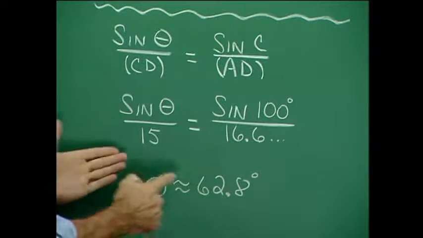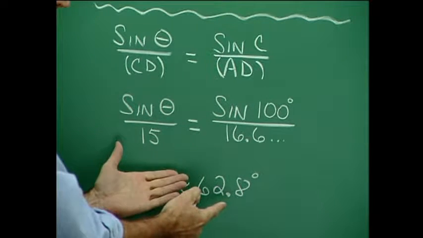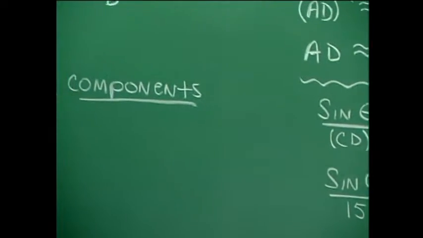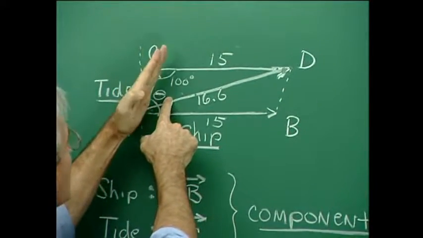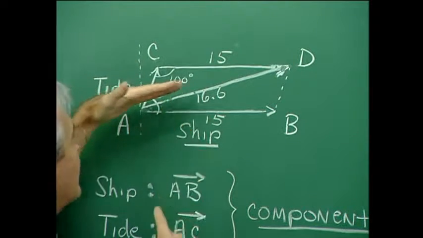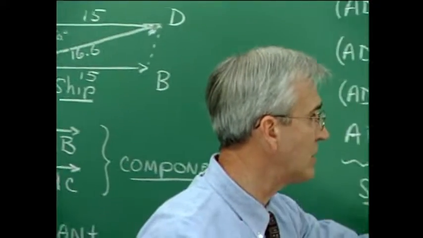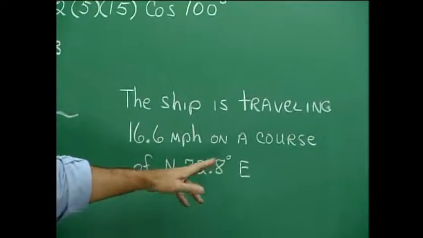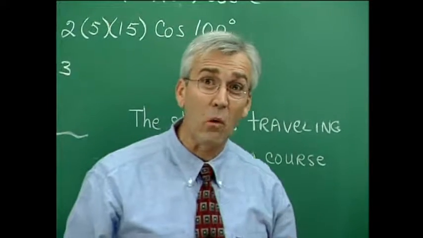But do we want theta? Is this the course of the ship? Is that how we describe the direction that the ship is traveling? Well, not exactly. Let's come back over here. You see, if this theta is 62.8 degrees, and we know that this was 10 degrees, then we add those together to give the actual direction that the ship is traveling. It turns out to be 72.8 degrees. So we summarize and say that the ship is traveling 16.6 miles per hour on a course of north 62.8 degrees east.